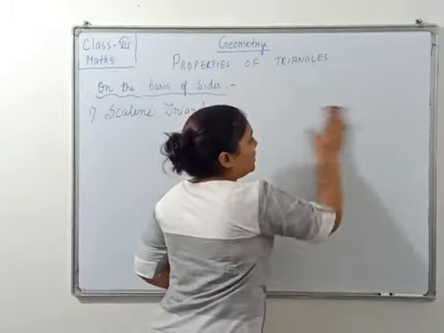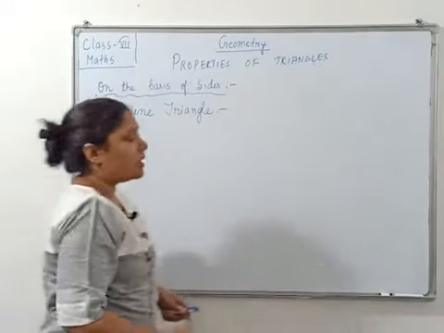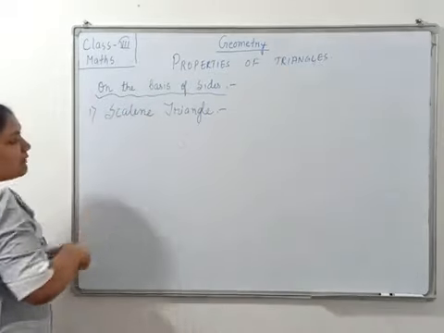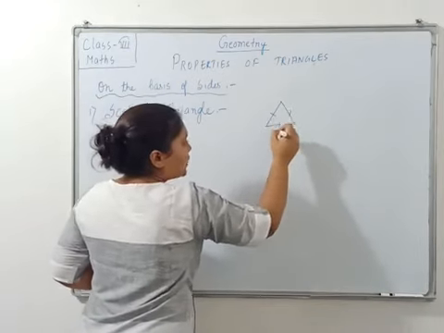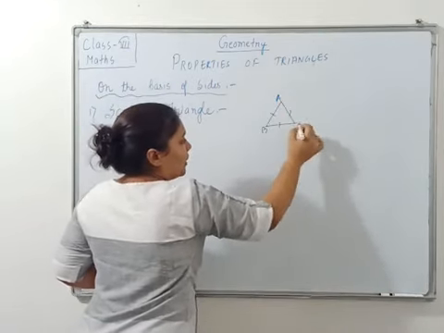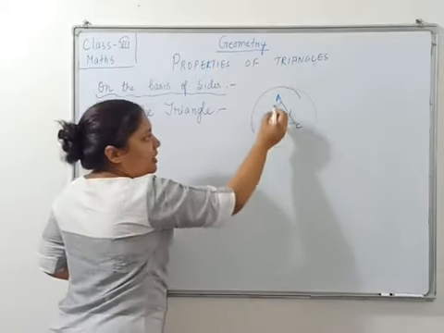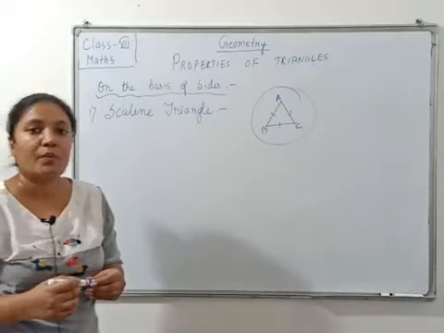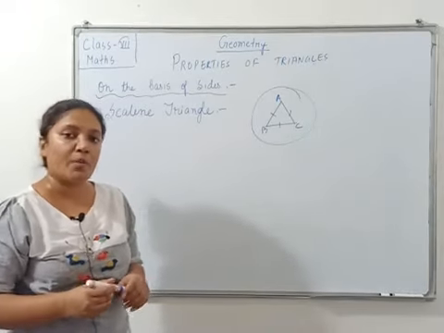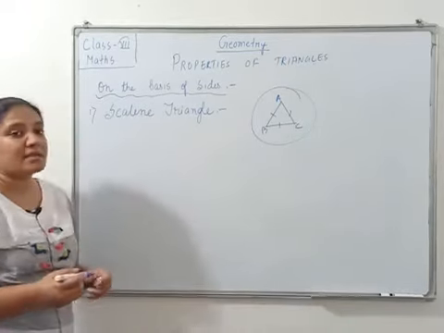Now, on the basis of side, if I draw a triangle, how many types of triangles can be there? We are going to discuss. Let's see how many types of triangle. First one is what? Scalene triangle.